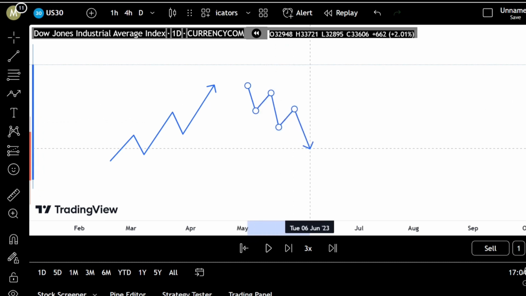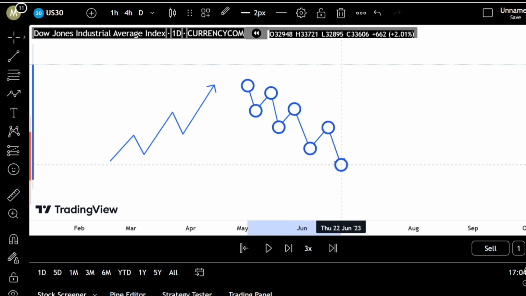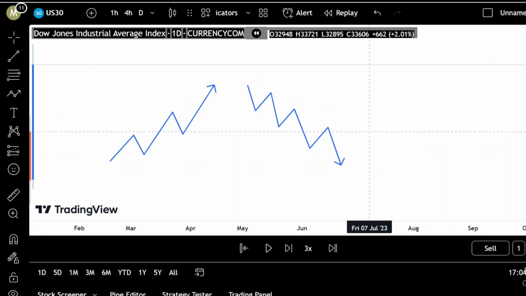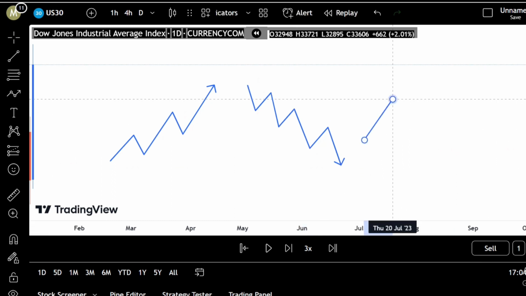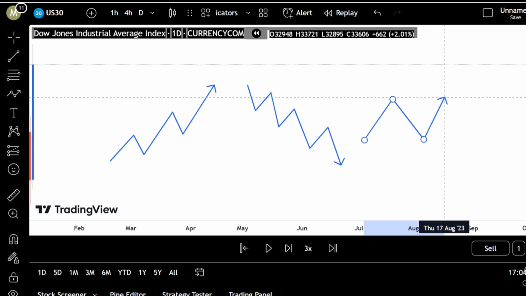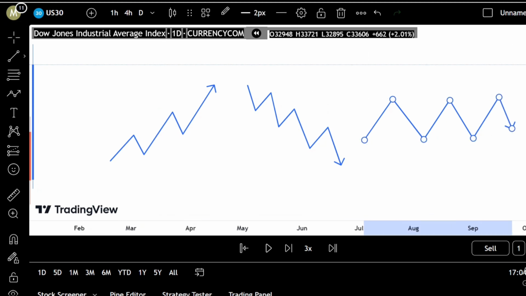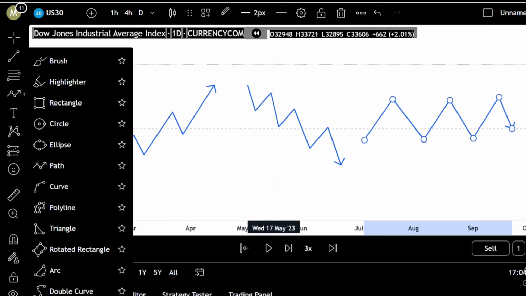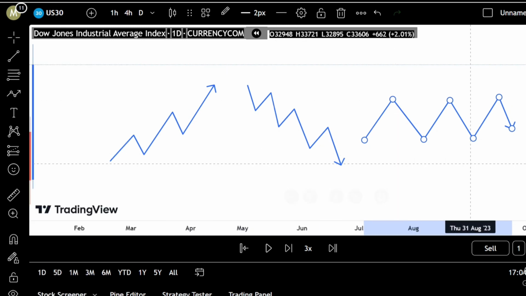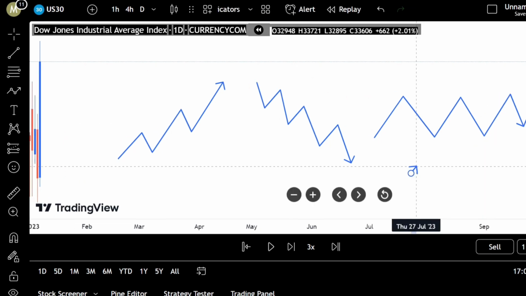just like this. Then we have what we call the ranging market, which moves like this. Then we have the last market, which is the consolidation market. The consolidation market is the one that we don't trade, we just mark it out. It moves like this, like this. So this is the consolidation market.